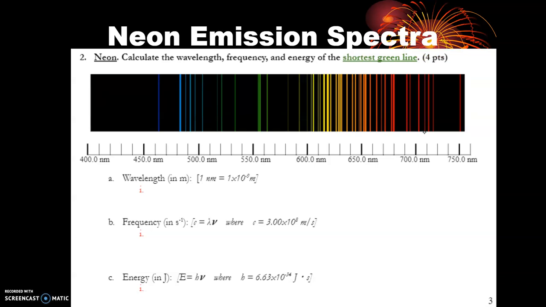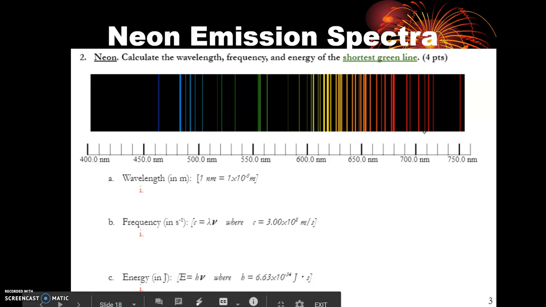We're going to try to determine the wavelength for the shortest green line in neon. So if we look for the shortest green line, we're going to look at closer to this end with 400 nanometers. So that's going to be a line right about here. And we'll calculate the wavelength, the frequency, and the energy of that.